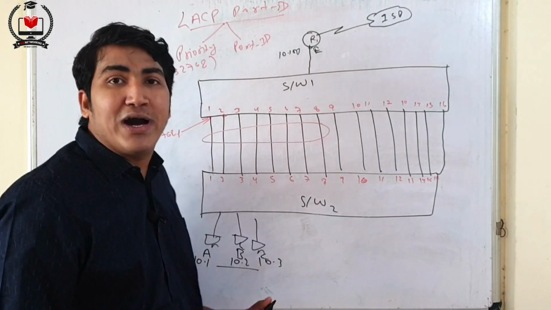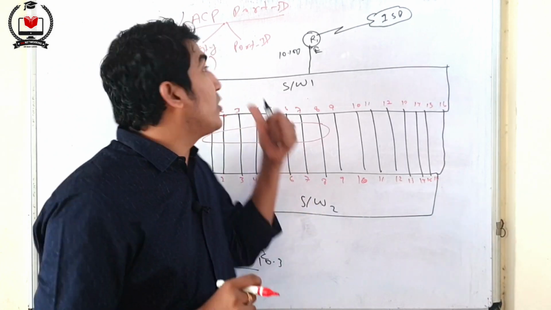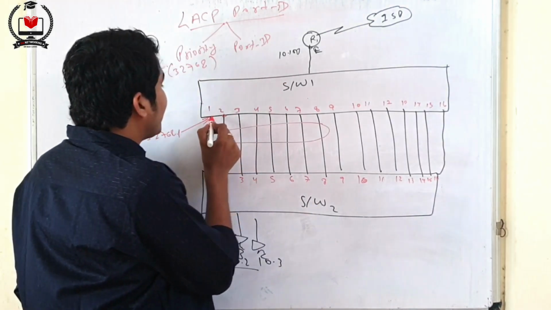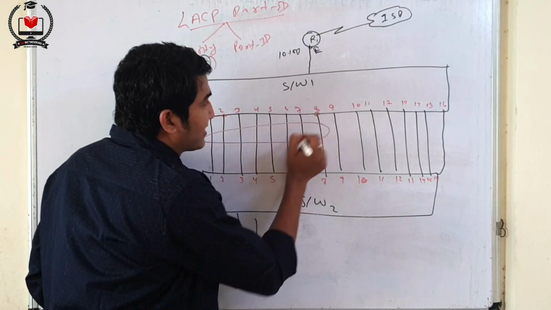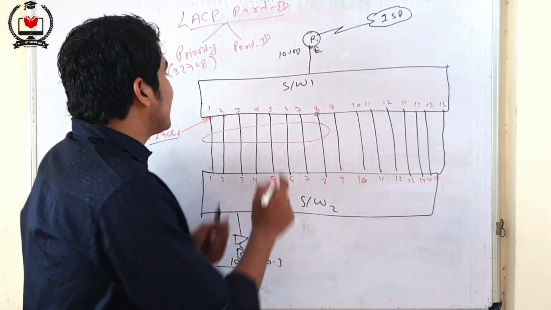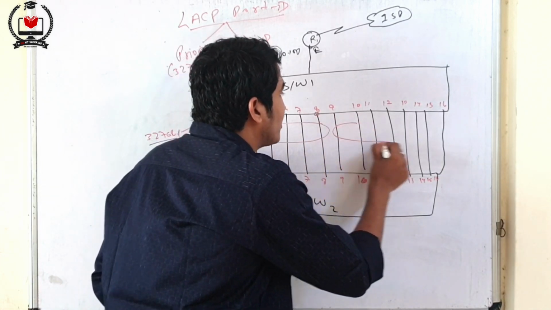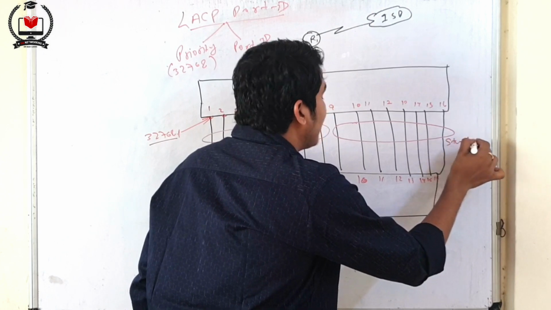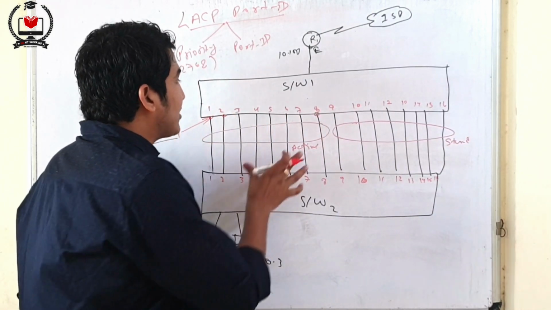The first 8 ports, which have the lower LACP port ID, will become active. So the first 8 ports will become active, because these ports have a lower port ID than these ports. These ports will become standby, and this port will become active. Got it? Are you getting my point?